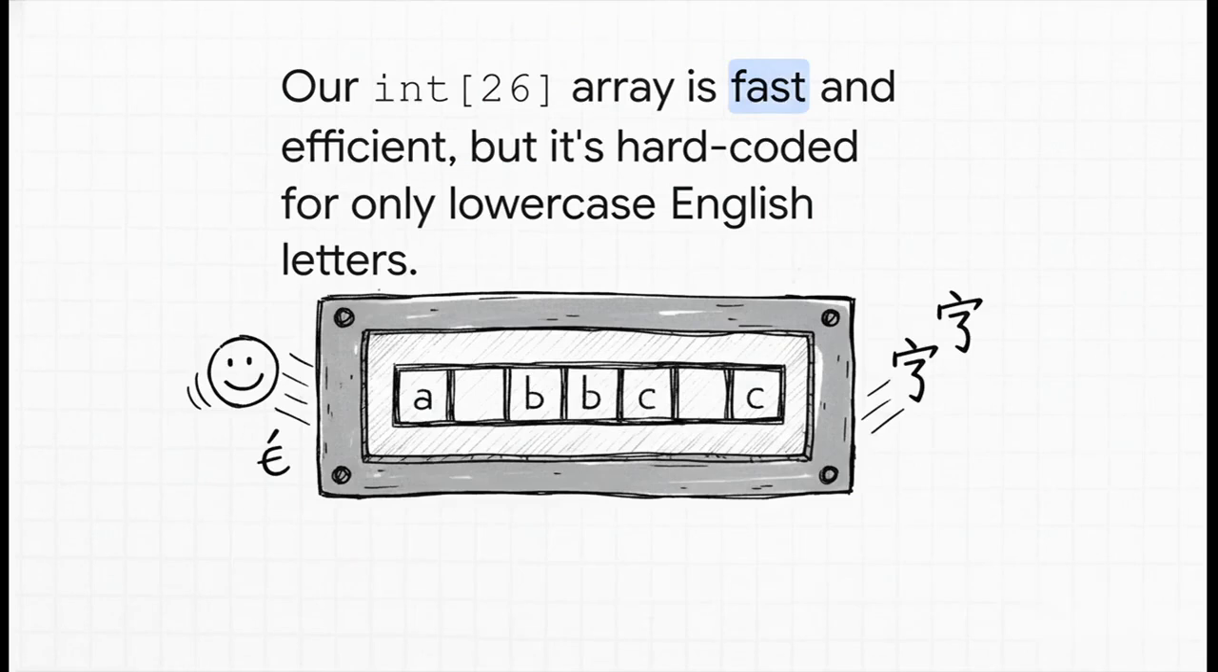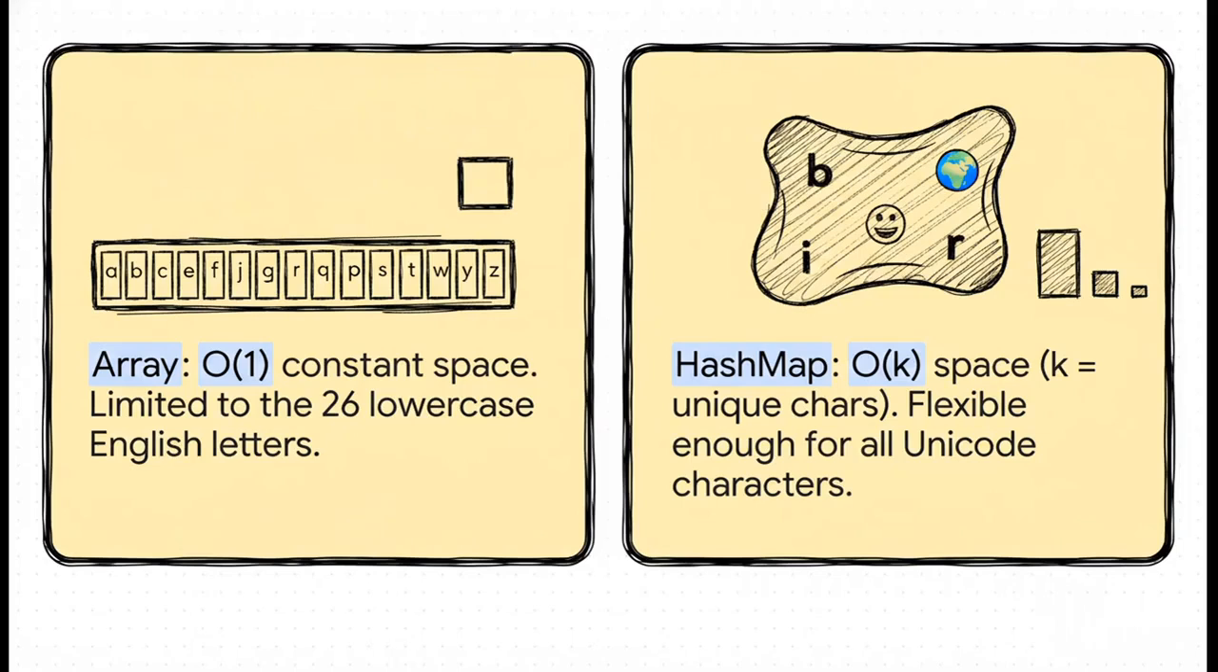And that's the thing. Our fast, elegant solution has a major blind spot. It's built on the assumption that we're only ever going to see lowercase English letters. The moment we step outside of that very specific box, it fails. And this brings us to a classic trade-off you see all the time in programming. To handle Unicode, we need a more flexible tool.